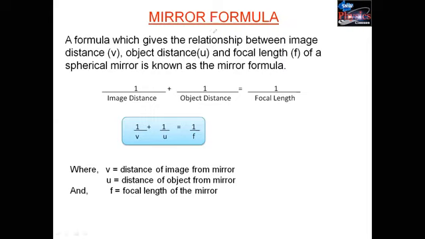Now we have the mirror formula. ठीक है, it is a very important formula. सारे न्यूमेरिकल्स जो होते हैं मैक्सिमम इसी से पूछे जाते हैं आपको एग्जाम्स में. Mirror formula. It is a formula which keeps the relation between image distance, object distance and focal length of the spherical mirror. ये formula हम लोगों को image distance, object distance और focal length के बीच के relation को दिखाता है. According to this formula, we have 1 by image distance plus 1 by object distance is equal to 1 by focal length. 1 by v plus 1 by u is equal to 1 by f.